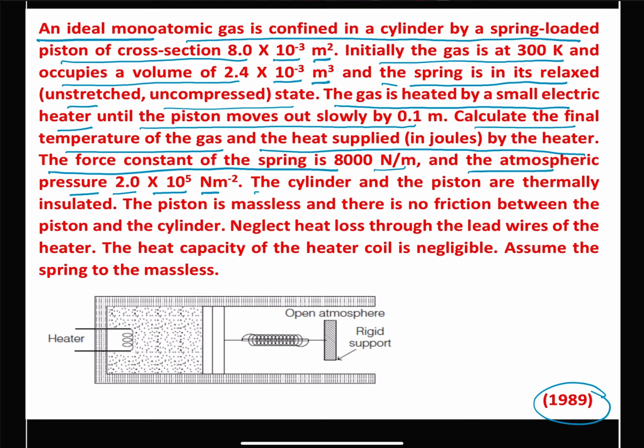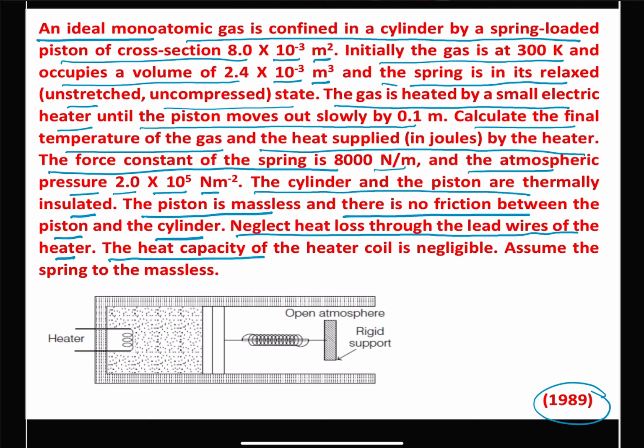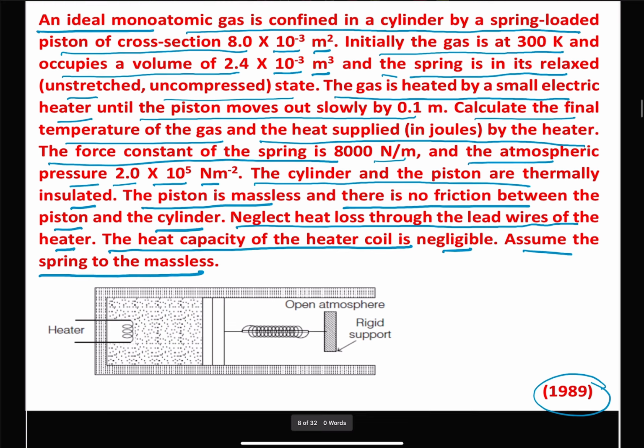The cylinder and the piston are thermally insulated. The piston is massless and there is no friction between the piston and the cylinder. Neglect heat loss through the lead wires of the heater. The heat capacity of the heater coil is negligible. Assume the spring to be massless. Okay, so the basic figure is given to us.